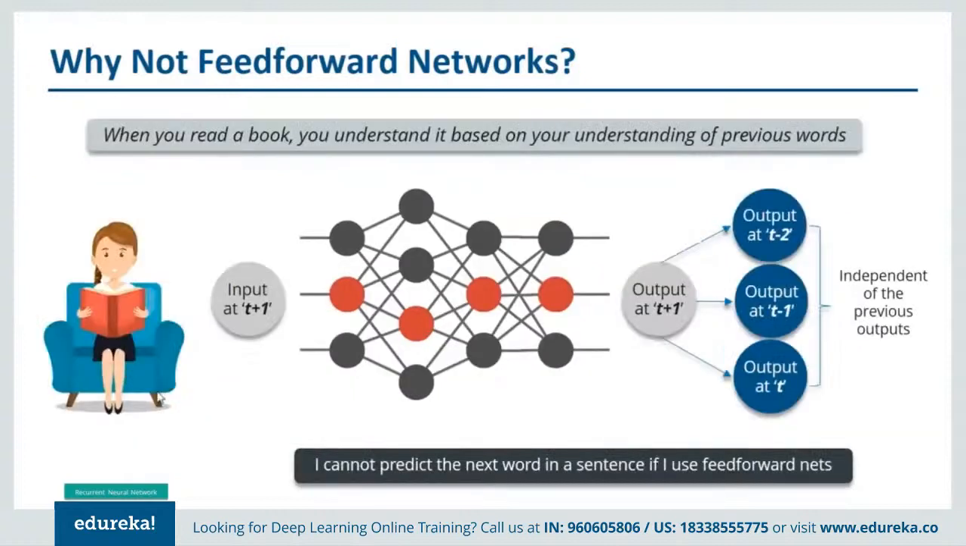Now what happens when you read a book? You'll understand that book only based on the understanding of your previous words. So if I use a feed-forward network and try to predict the next word in a sentence, I can't do that. Why can't I do that? Because my output will actually depend on the previous outputs. But in the feed-forward network, my new output is independent of the previous outputs. That is, output at t plus 1 has no relation with output at t minus 2, t minus 1 and at t. So basically we cannot use feed-forward networks for predicting the next word in a sentence.